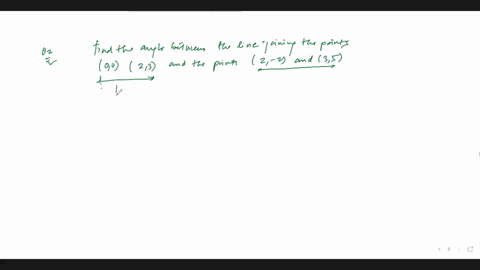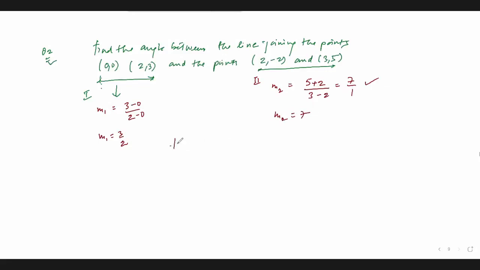So if I find the slope of this line, my first line. What is the slope of this line? Suppose I take this as m1. So it is (y2 minus y1) divided by (x2 minus x1). That m1 is equal to 3 by 2. And this is my second line joining these 2 points. So m2, if I calculate, what is it? (5 plus 2) divided by (3 minus 2). 7 by 1. So m2 is equal to 7.